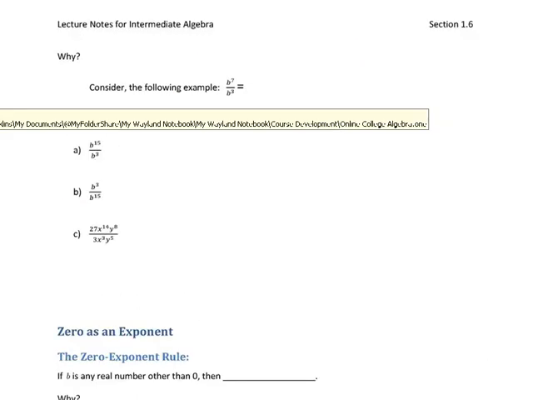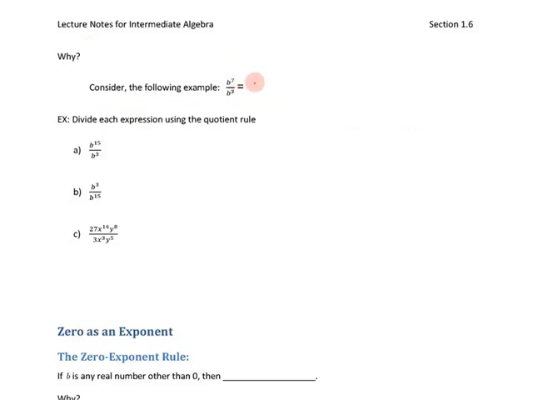Now let's just think for a second why that makes sense. Go back to a particular numerical example. We have b to the 7th, which would be b times b times b times b times b times b times b. That's 7 b's divided by b to the 3rd, which is b times b times b. Okay. Now why do I subtract?